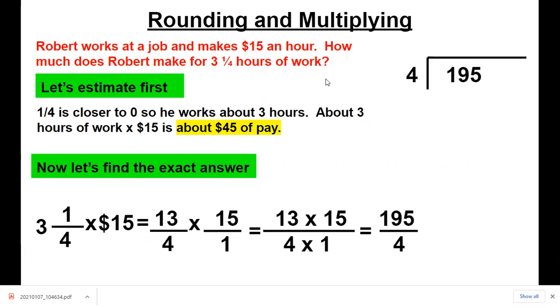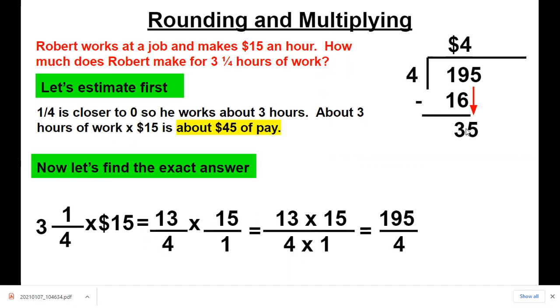4 times 1 is 4. 4 times 2 is 8. 4 times 3 is 12. 4 times 4 is 16. 4 times 5 is 20. 5 is over, so 4 times 4. 4 times 4 is 16. I subtract. 19 minus 16 is 3. I bring down my 5.